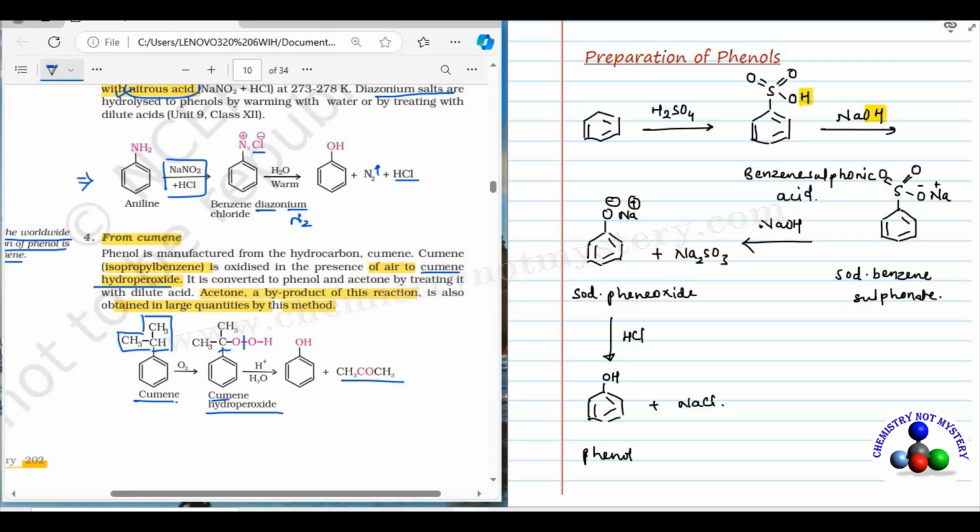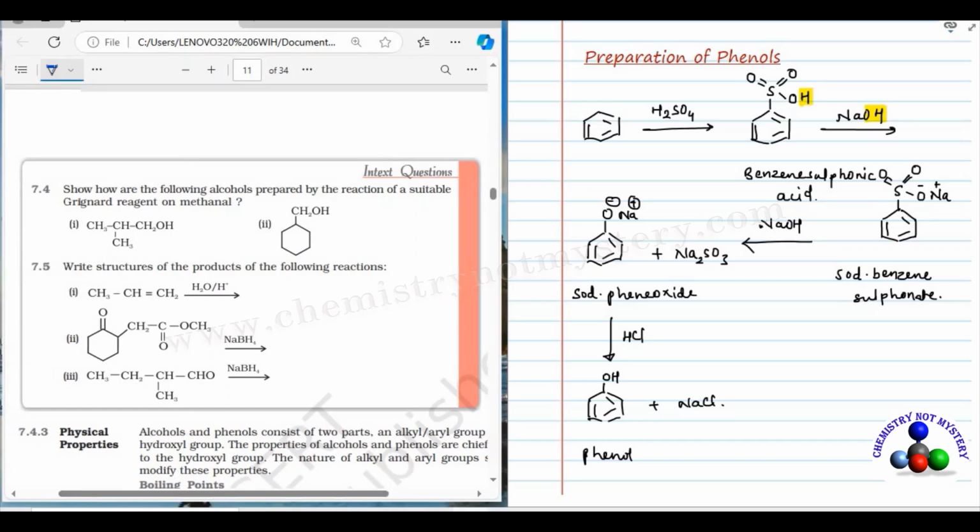Now let's solve these intext questions. Show how the following alcohols are prepared by the reaction of a suitable Grignard reagent on methanol.